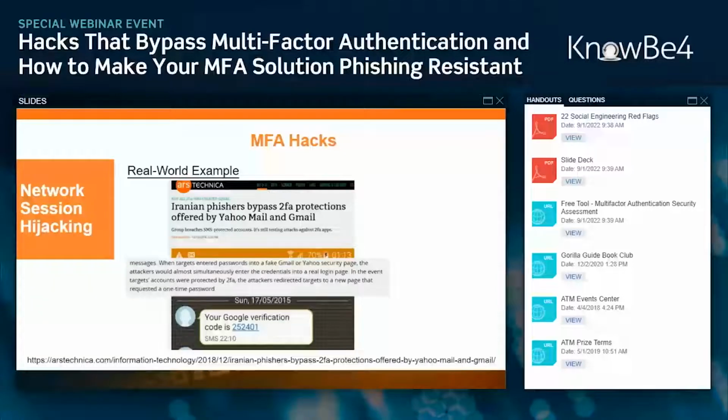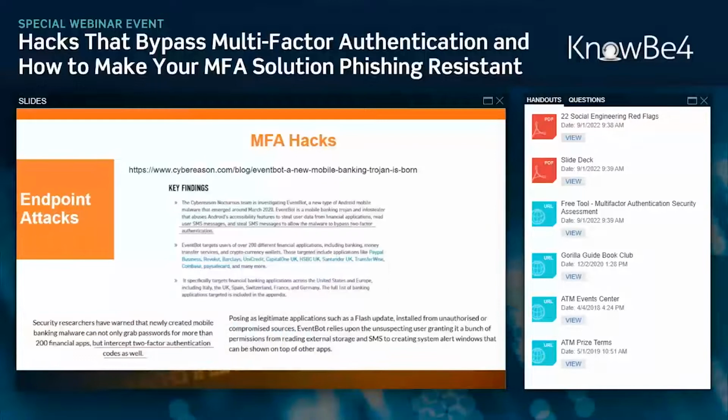Here are some other news reports, again from a couple of years ago, but I like to use them because it's attacks this year, last year, year before. In this case, Iranian phishers bypassed 2FA protections offered by Yahoo Mail and Gmail. It says here that if you entered passwords into the fake Gmail or Yahoo security page, they would almost simultaneously enter those credentials into the real login page. In the event that the target's accounts were protected by 2FA, two-factor authentication, the attackers would redirect targets to a new page that requested the one-time password and did the same thing. And using this, they actually stole what they think are millions of accounts back in that day.